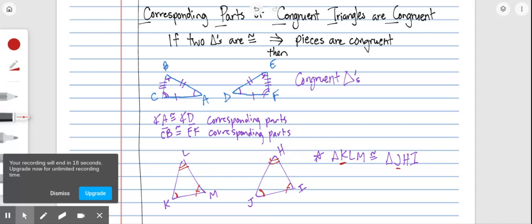Okay, and then I can look at each of these segments. KL and JH should be congruent. Then these ones, and then these ones. All right, and it came straight from that statement that it gave me. All right, that's it.